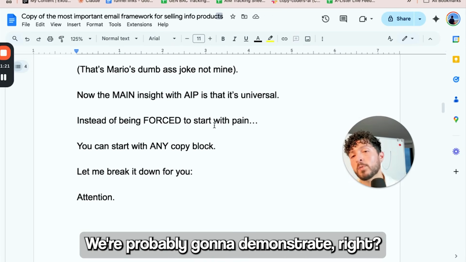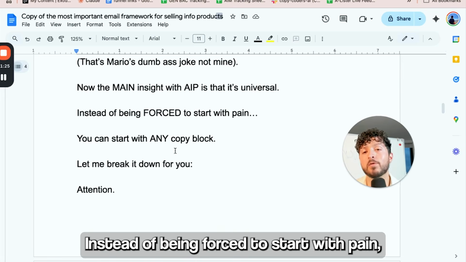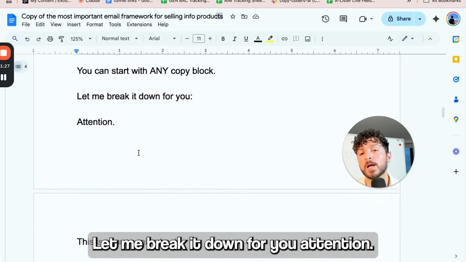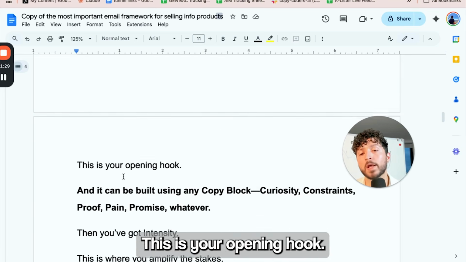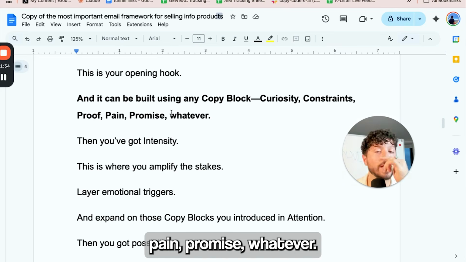So what do you think we're going to do? We're probably going to demonstrate, right? The main insight with AIP is that it's universal. Instead of being forced to start with pain, you can start with any copy block. Let me break it down for you. Attention, this is your opening hook, and it can be built by using any copy block. Curiosity, constraints, proof, pain, promise, whatever.